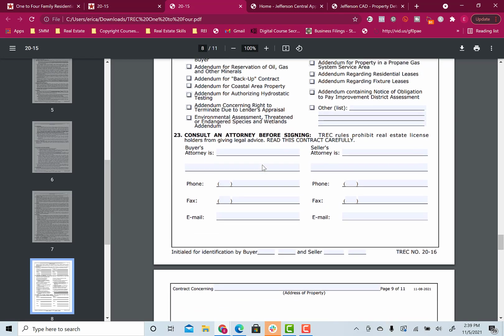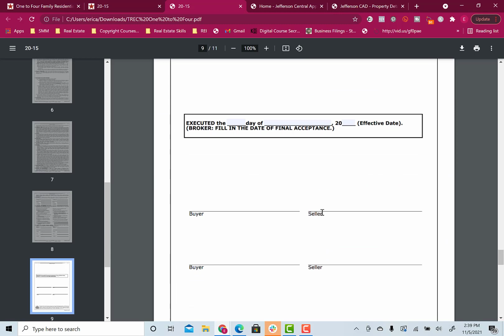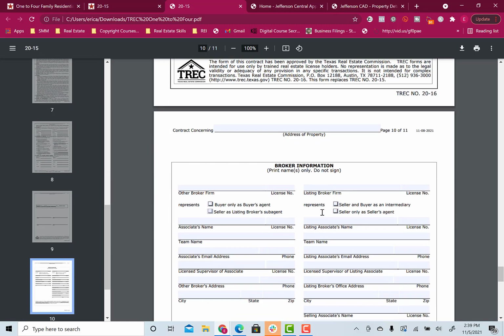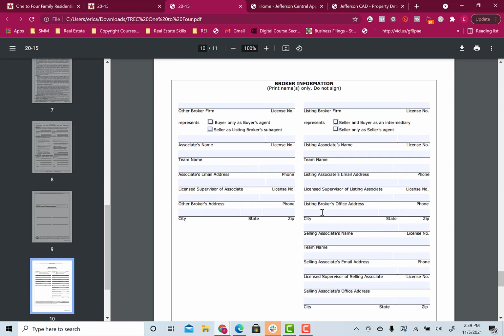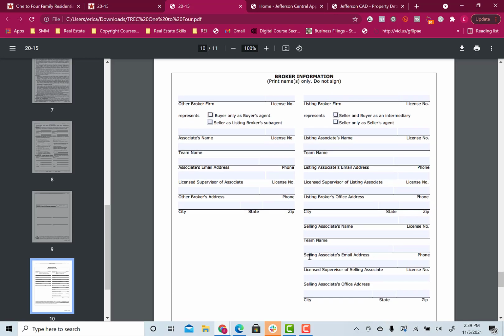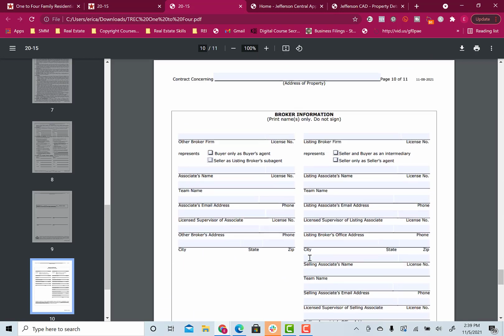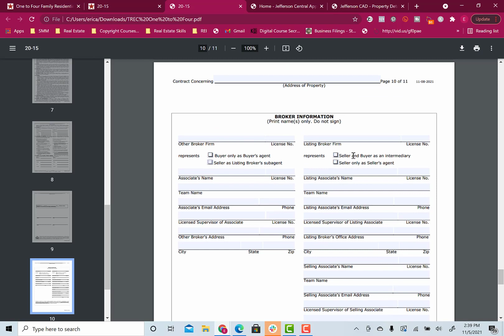This is usually not filled out as well. This has to do with if you have an attorney that's representing you. And then finally you get to the signing. This second to last page has to do with if there is a realtor on the deal, then that's what gets filled out there. If there is no realtor, then this doesn't get touched, but you can put seller and buyer as an intermediary, or if they're just representing the seller, then you put that there.